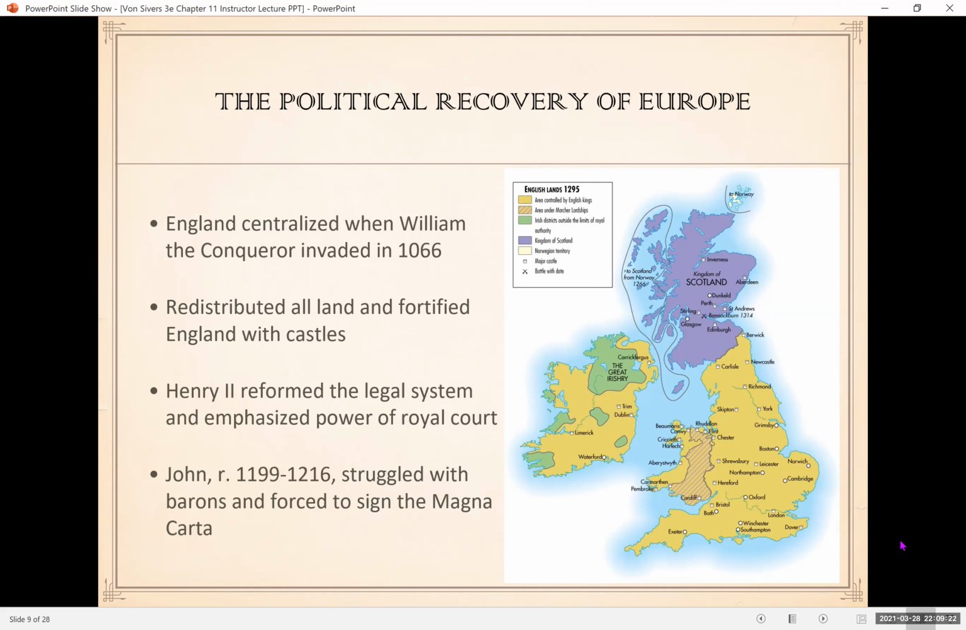But it is an important document, and it is why when we talk about England, we don't talk about a strong central king like we did in France. It's the opposite. It is a decentralized kingdom with a lot of the power going to the nobles. So it's very different than what had happened on the continent.